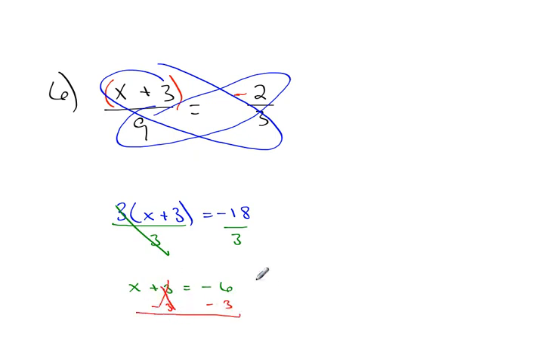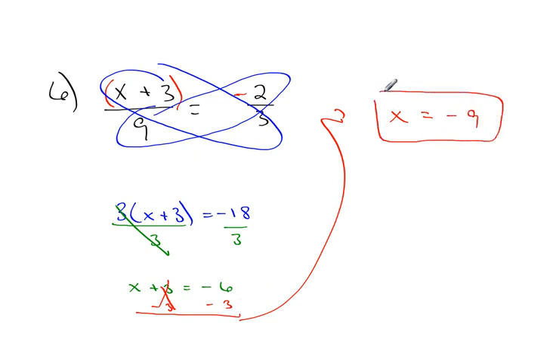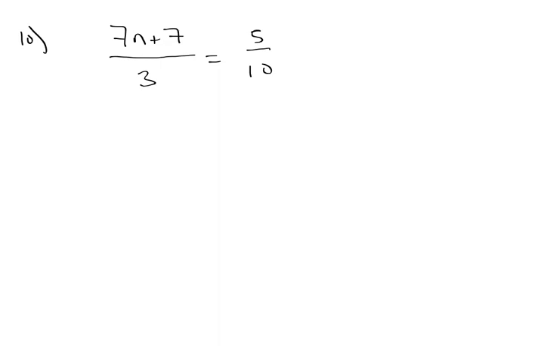This goes away. I'm going to bring this up a little bit. Start my problem here. And I'll be left with x equals negative 6, and negative 3 is negative 9. The quantity of 7n plus 7 over 3 equals 5 over 10.